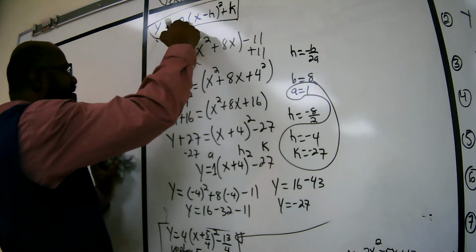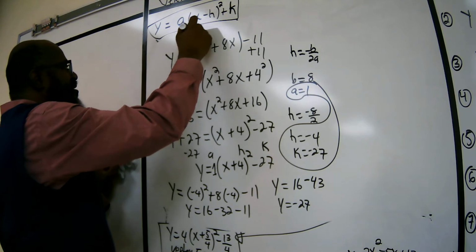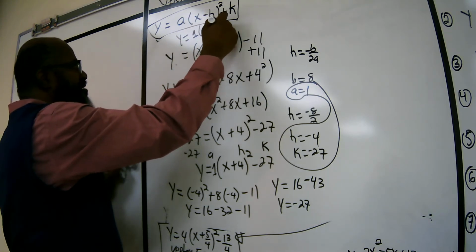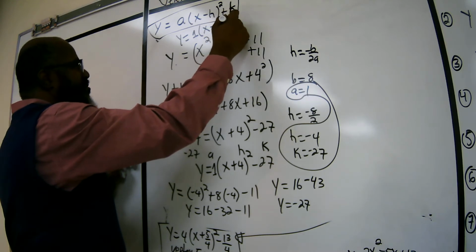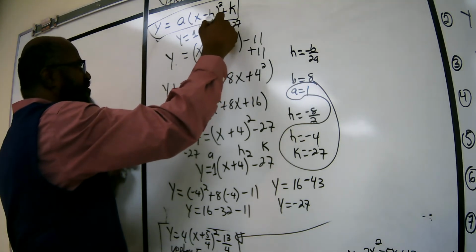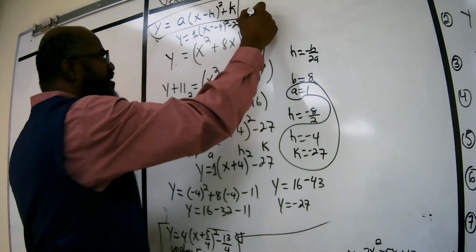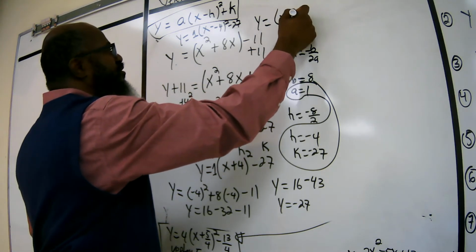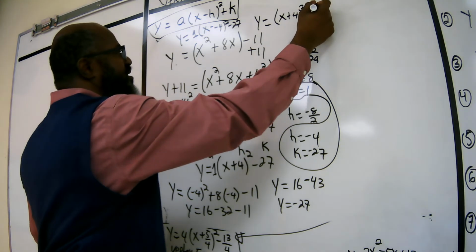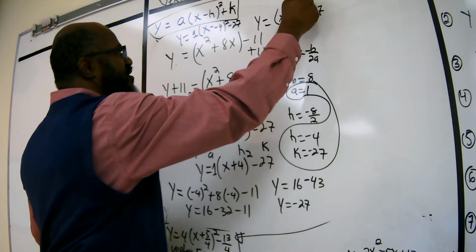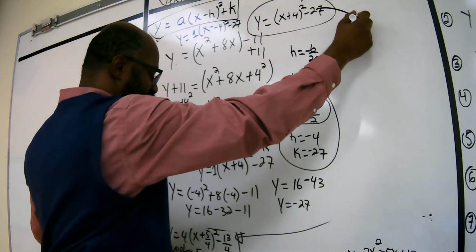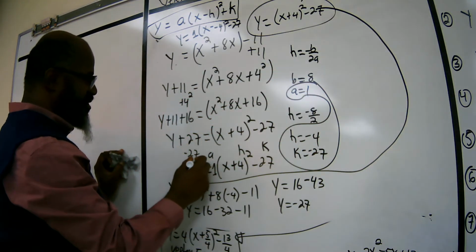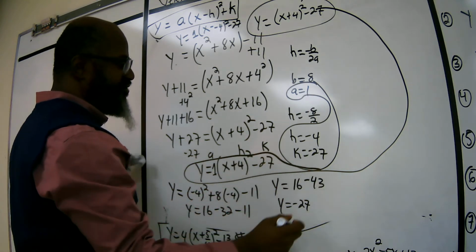Now, as you know, a is 1, then you're going to use those 3 values, h, k and a. You come and replace this, then you will have y equal. You don't have to put the 1, x minus negative 4 squared minus 27. This is going to become a plus 4. And you will have y equal x plus 4 squared minus 27. This is your other equation in vertex form. If you compare it with this one, you will see that it makes no difference whatsoever.